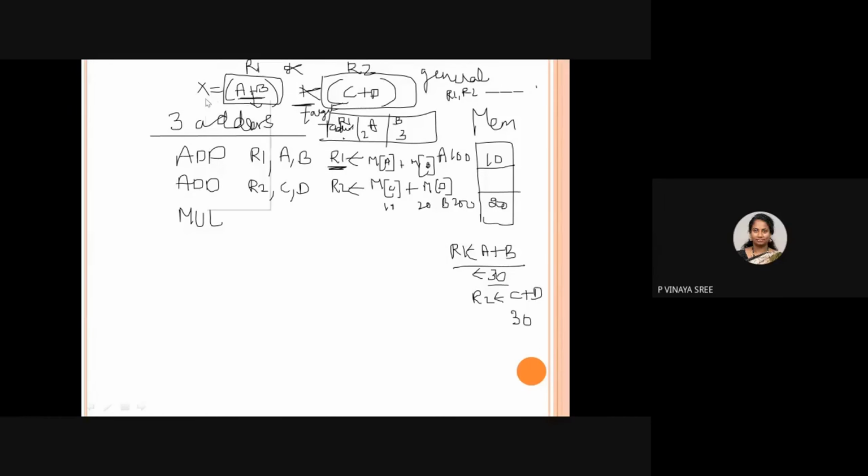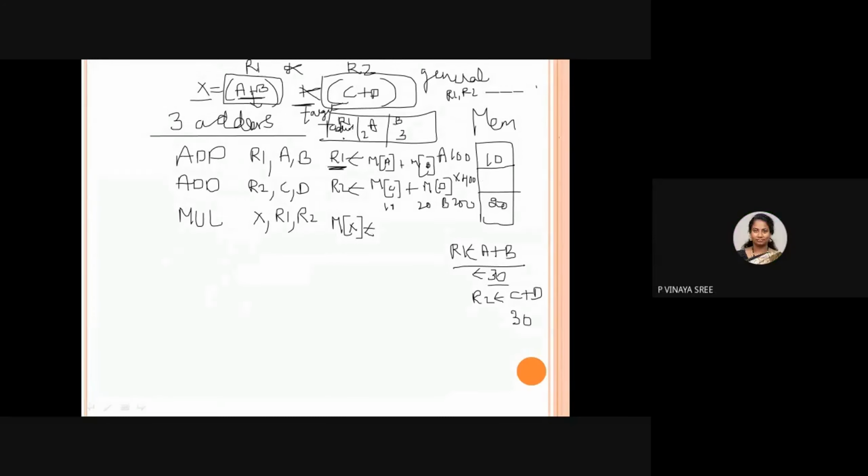Our destination after completing the instruction, where do I have to store it? In X. So in memory location X, where the address of X is 100, we need to store the result. For that, I need to specify the target address, which is X, where A plus B is present in R1 and C plus D is present in R2. So what is the mnemonic? In M of X, what are we placing? R1 into R2. Yes, good.